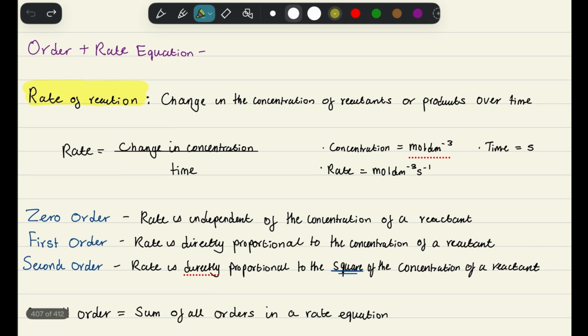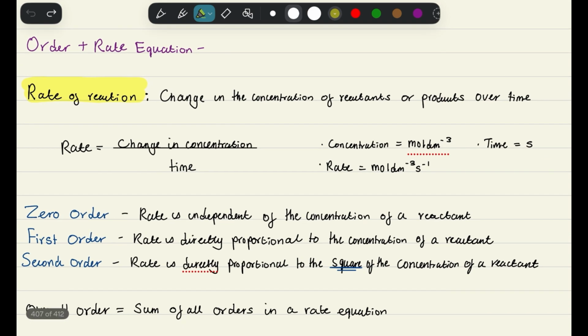So, we have three that you need to know for your exam. Zero order, being that the rate is independent from the concentration of the reactant. We could make the reactant like 10 times bigger, it would have no impact on the rate. Cool. First order is that the rate is directly proportional to the concentration of the reactant. What I mean is, if we double it, the rate doubles. If we triple it, the rate triples. It's just like that. Second order is a bit different.